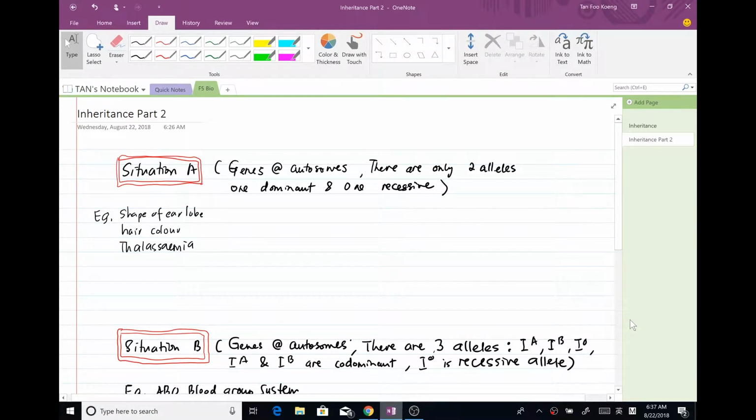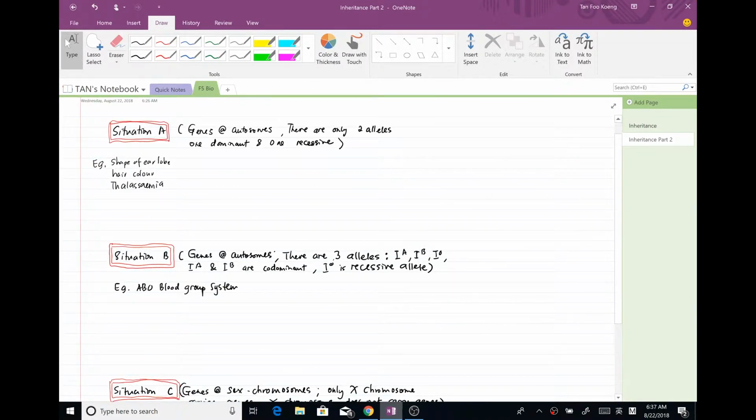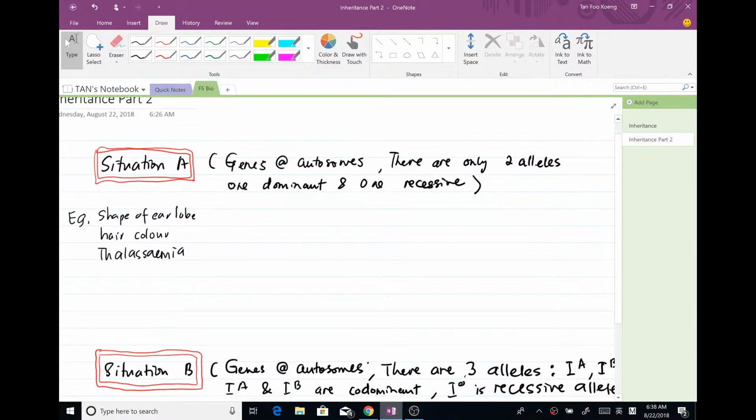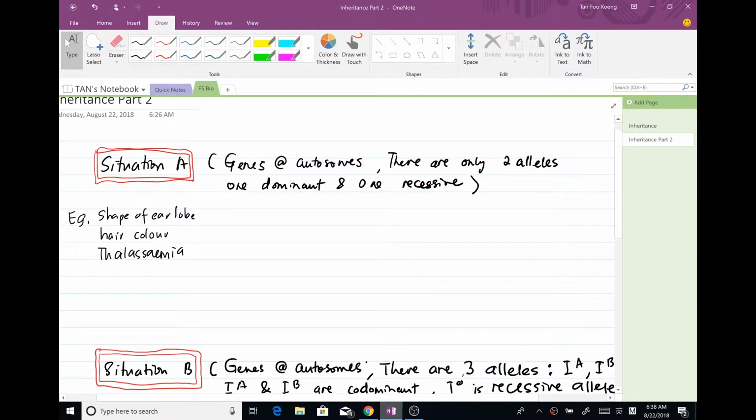In order to understand inheritance, we must know how to construct a schematic diagram. There are actually three ways of writing the genotype. I have written here the three situations. We have the first situation, and the first situation is this: the genes, and of course the alleles, are found on the autosomes. Autosomes are chromosomes that are not involved in sex determination.